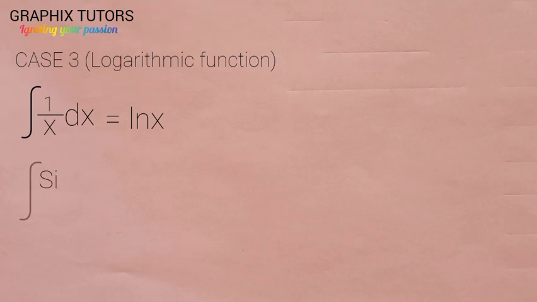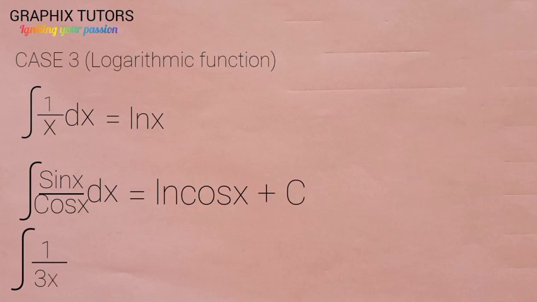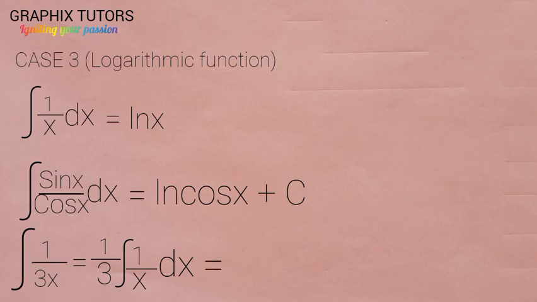Now let's try sine x over cos x. If I differentiate cos x, I'll have sine x, and sine x is on top. So I'll have ln of what is below, which is ln cos x. You get the logic now? Now what about when I have the integral of 1 over 3x? If I bring out the 3, I'll have 1 over 3 integral 1 over x dx. We know that the integral of 1 over x is ln x. So we have 1 over 3 ln x. Then you put your plus c.